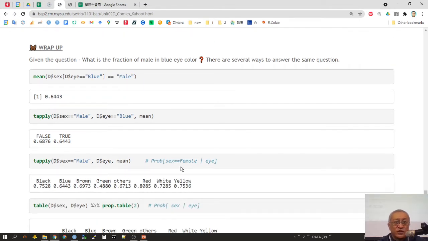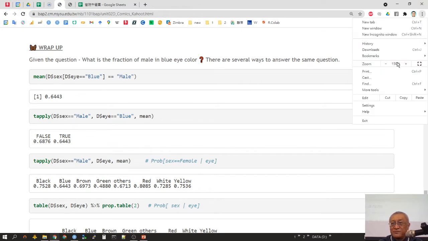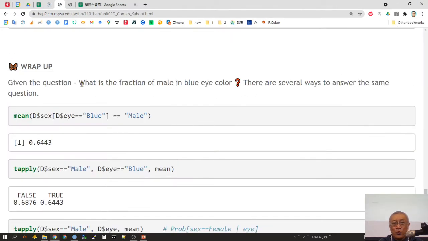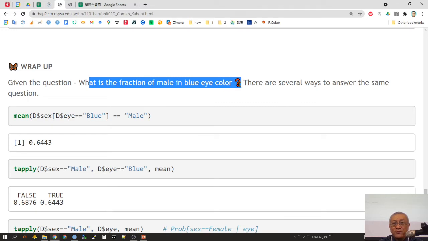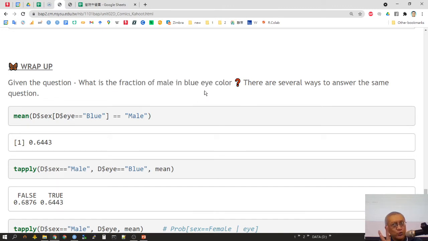Now, given this question, what is the fraction of male in blue eye color? I mean, in the characters of blue eye color, what is the fraction of male, right? If you want to answer this question, two variables are involved: eye color and also sex, isn't it? So you want to see the fraction of male. It is actually the mean of sex equal to male, right?